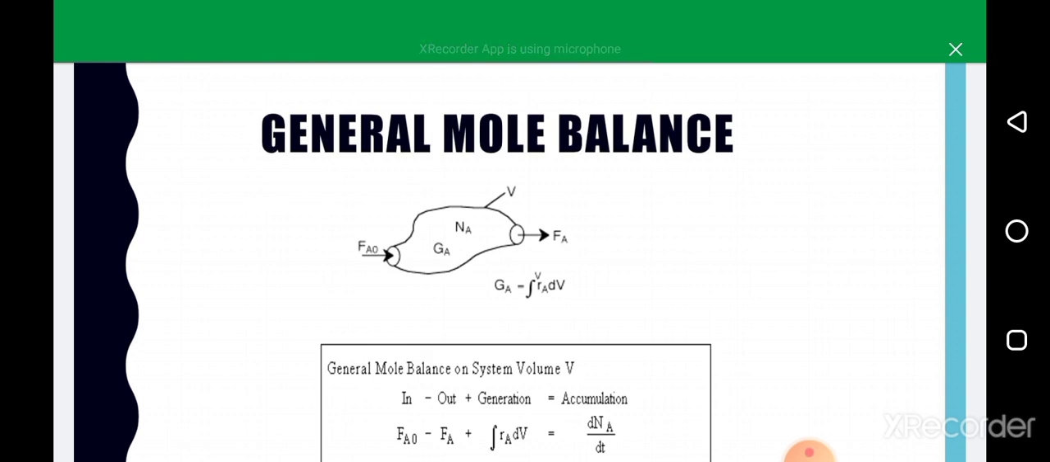F A0 is the inlet flow rate, FA is the outlet flow rate of stream. Generation is denoted as the integration of rA dV. rA is the rate of reaction. dV is the change in volume. Accumulation is dNA upon dt. It means change in number of moles with respect to time.